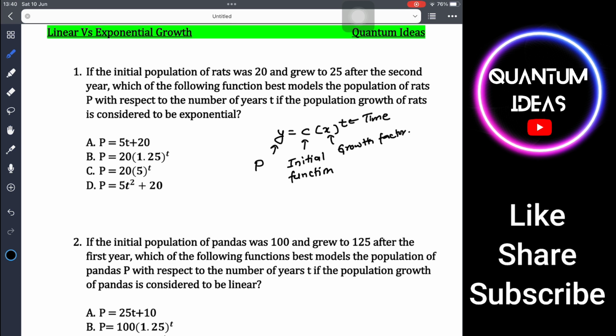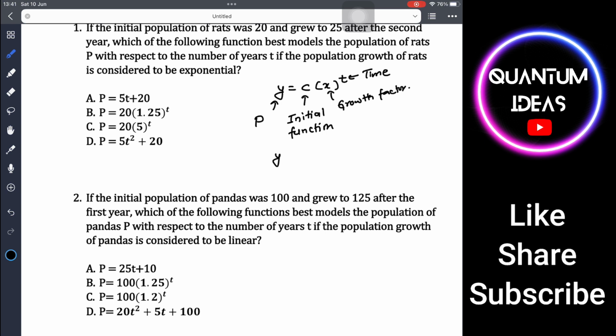Further, we can also write this as y equals c times (1 plus or minus r percent) to the power t. We can simply write this also. This will be the best way to write this equation.